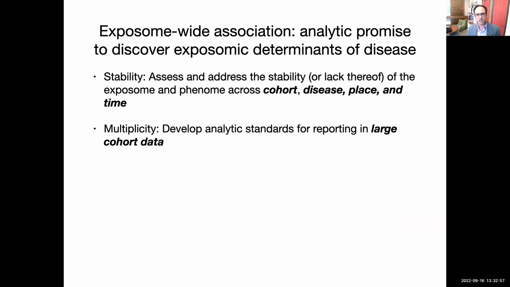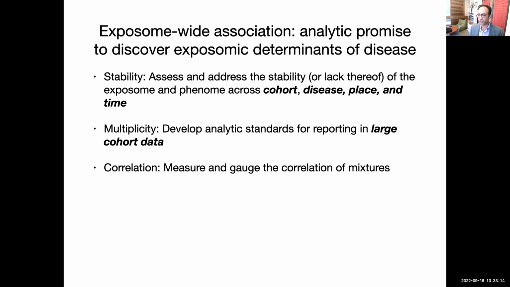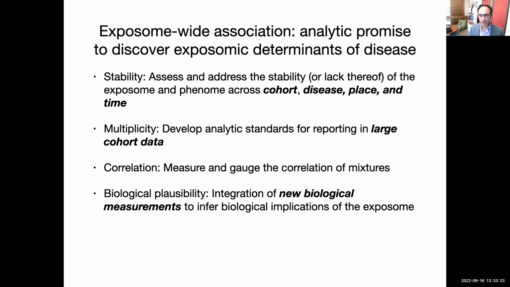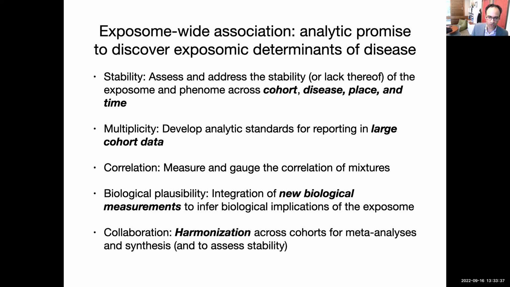I would say that where the promise lies are potential for assessing stability, for example, across cohort, disease, place, and time. Multiplicity, developing standards for reporting in large cohort data where there's multiple variables that we need to scan through. Figuring out correlation structure of mixtures and their implication with respect to connections to disease. Measure biological plausibility. So often these cohorts or these samples are linked to biological samples where then we can interrogate biological implications of the exposome. So what's turned on and off omically, if you will, due to exposure.